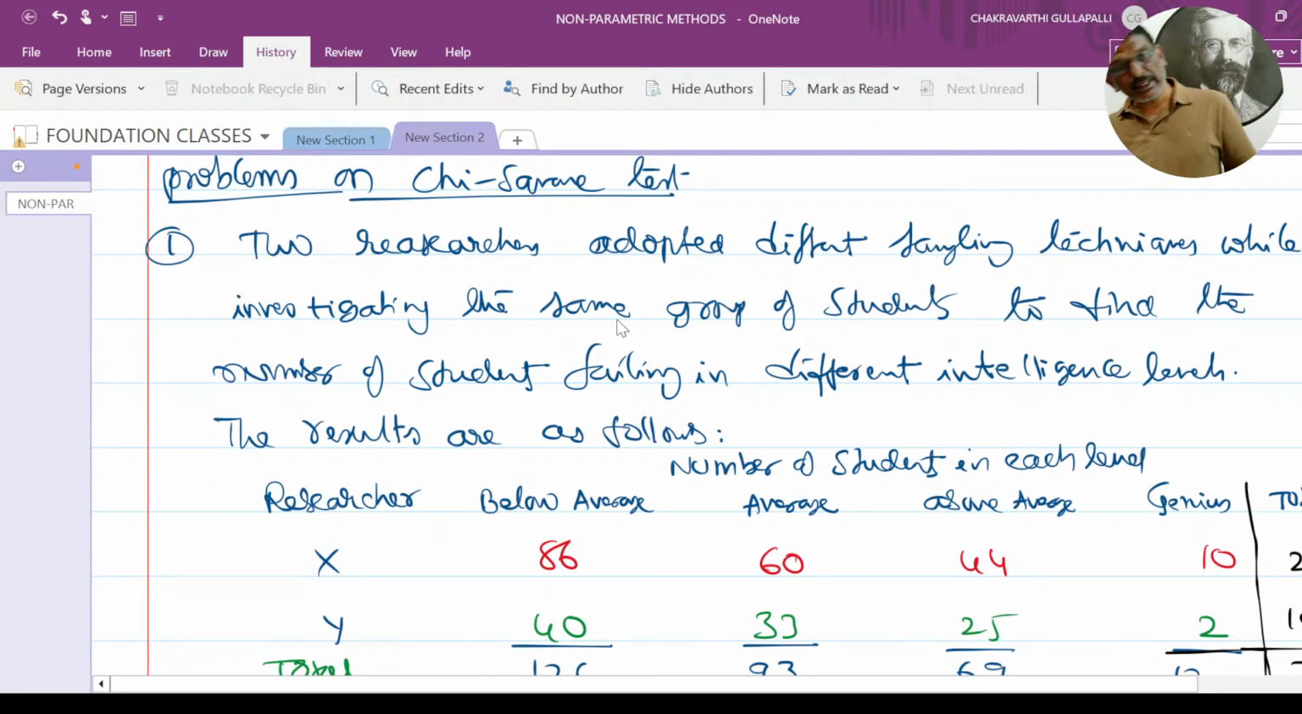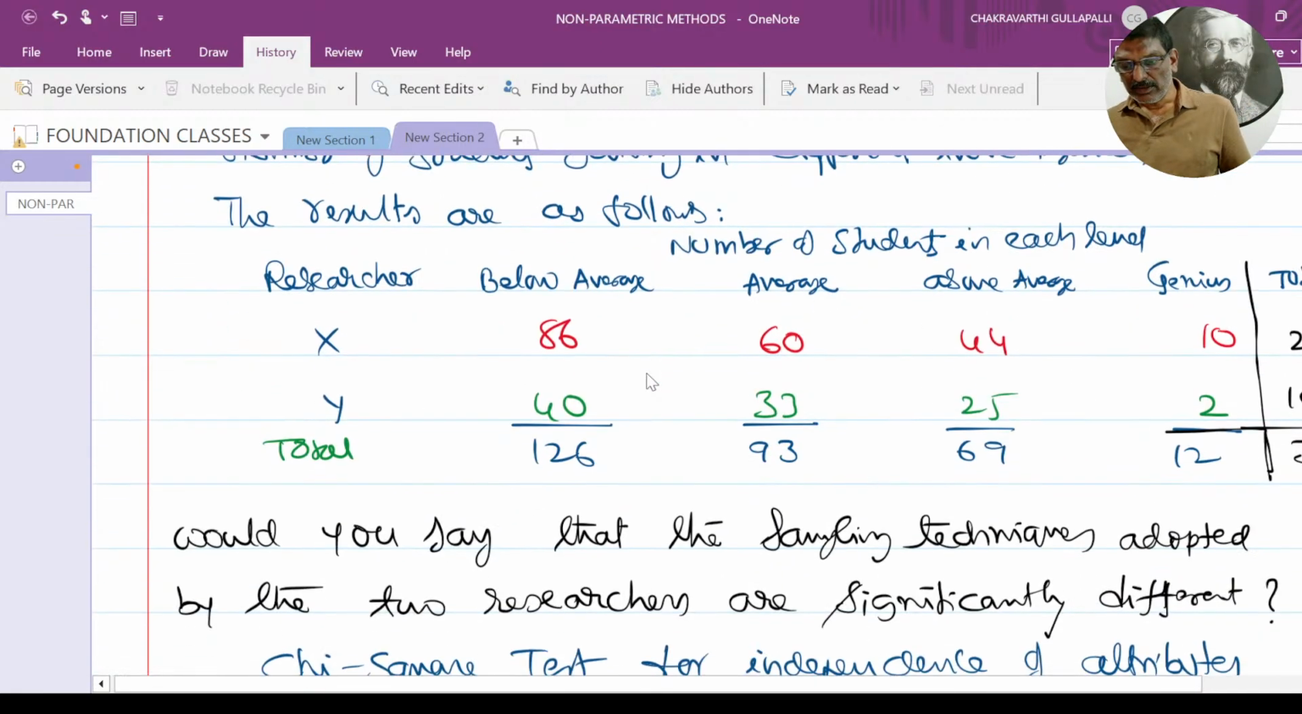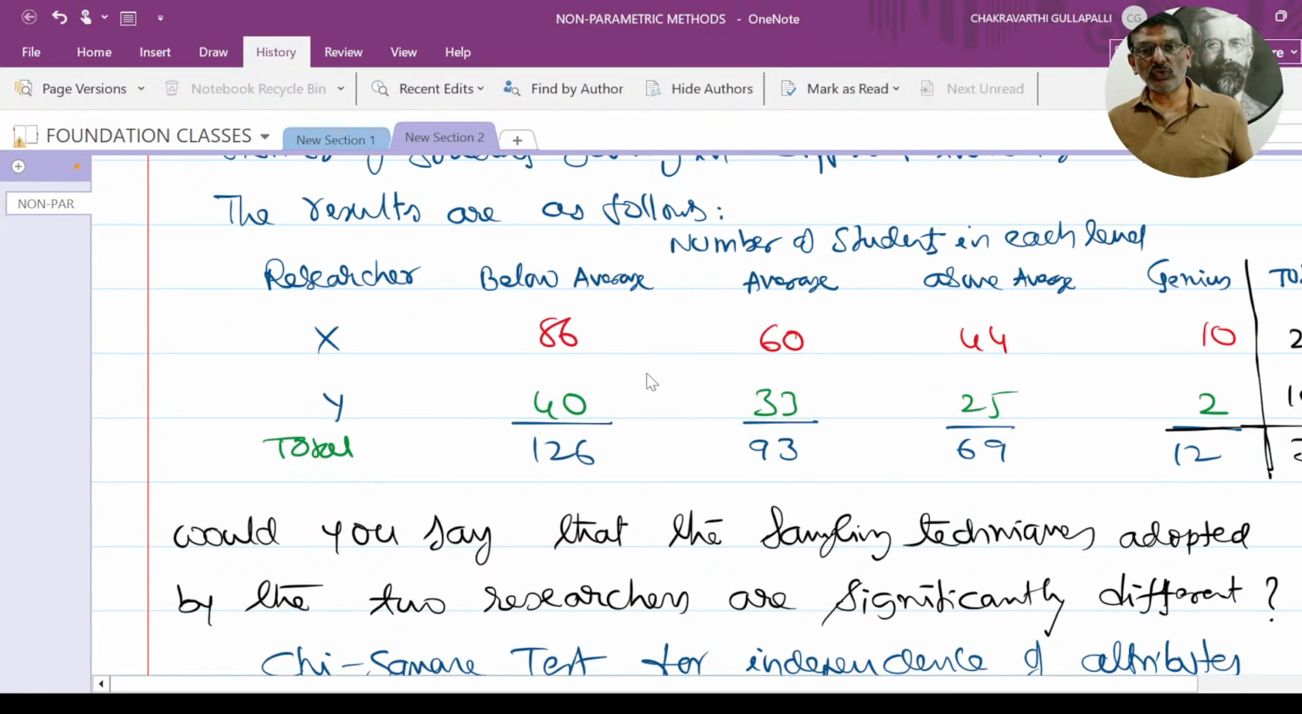Problems on chi-square test is also very useful from the examination point of view. Two researchers adopted different sampling techniques while investigating the same group of students to find the number of students failing in different intelligence levels. That results are as follows. So now this two-way cross table is given. So for data analysis, this is a very important problem.